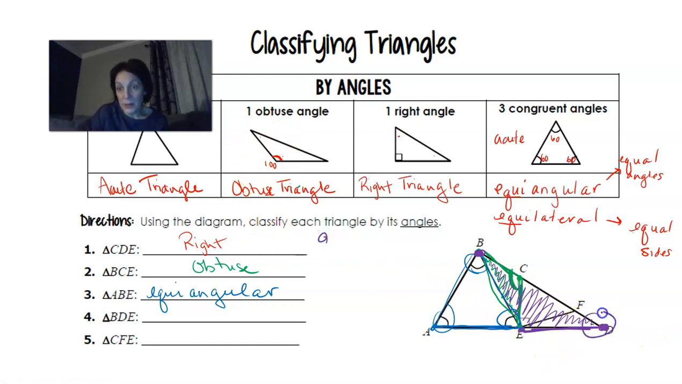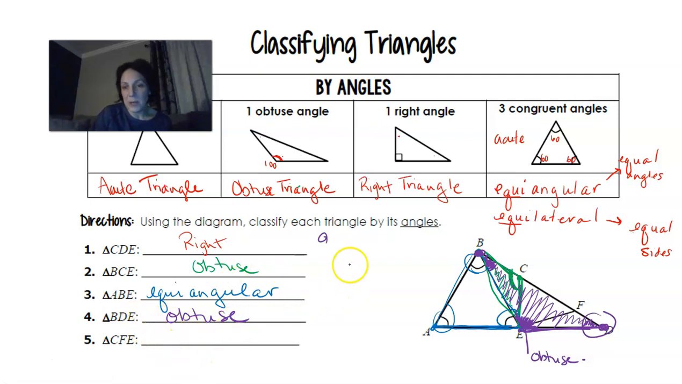This angle is acute. It's smaller than 90. This angle up here is also acute, smaller than 90. This angle down here, that is not acute. That one right there, it's obtuse. That is bigger than 90 degrees. So BDE has to be obtuse.